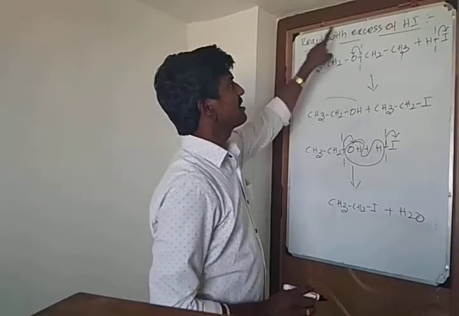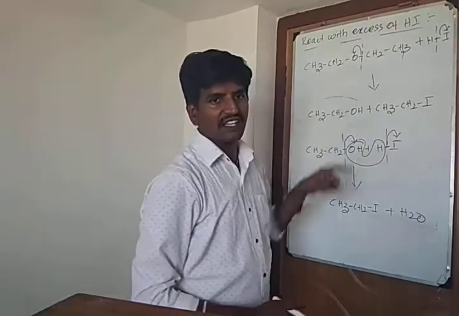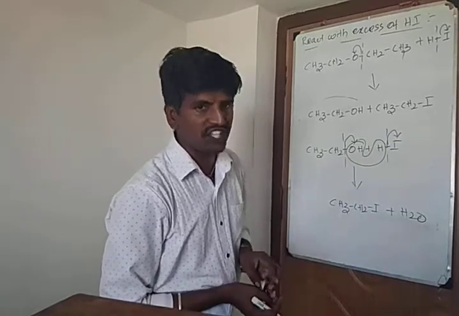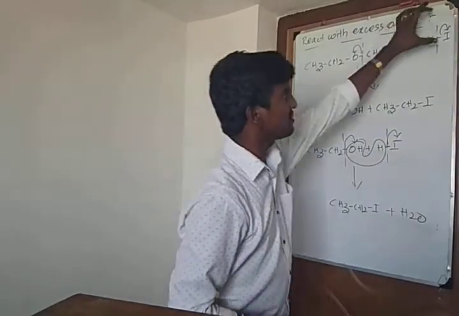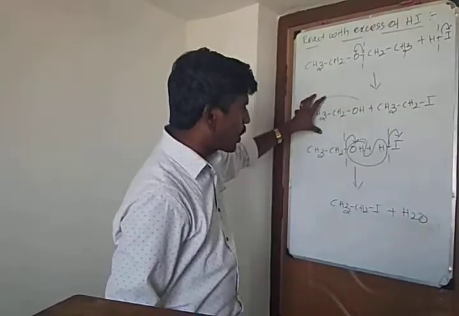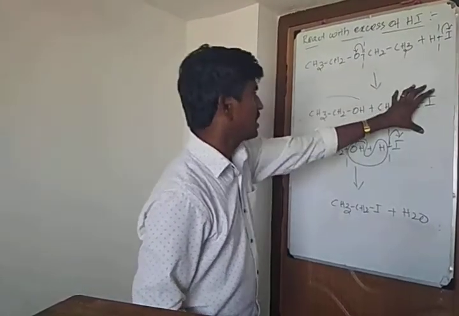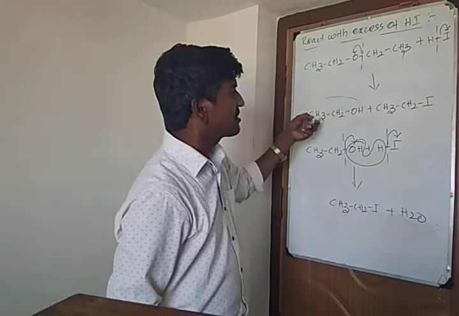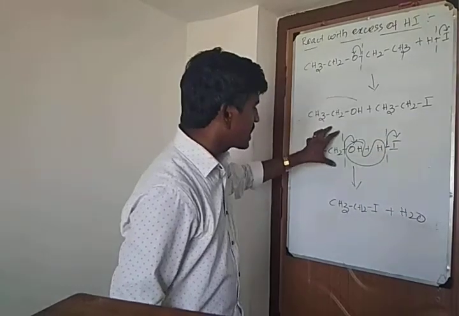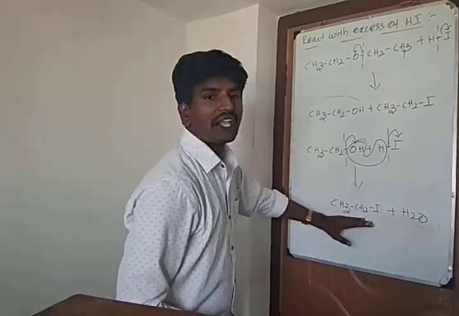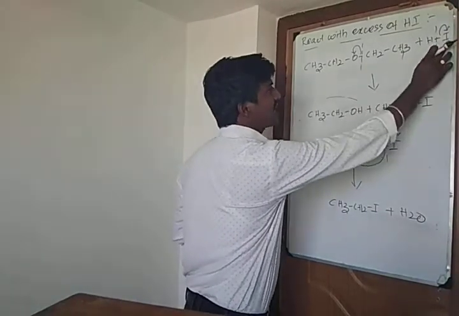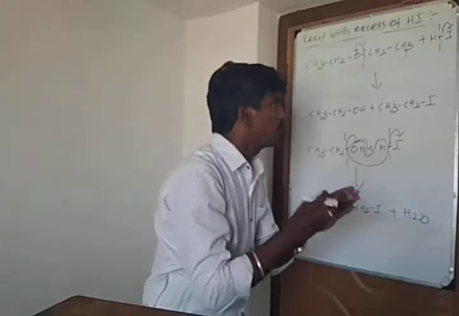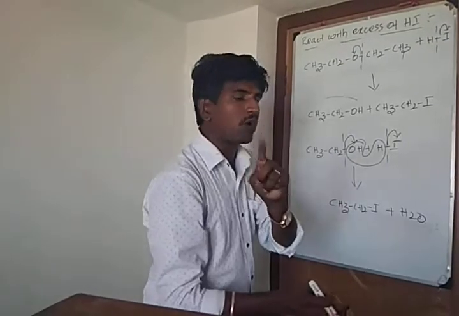Simple ether reacts with excess of HI. Excess of HI means 2 moles of HI. Am I right? First, 1 mole of HI: simple ether reacts with 1 mole of HI. You can get alcohol and iodide. Again, this alcohol reacts with another 1 mole of HI. This alcohol also is converted into iodide. So its overall reaction: simple ether reacts with hydrogen iodide. It gives 2 moles of iodide and 1 mole of water.